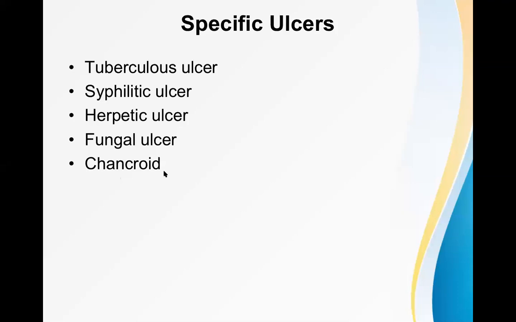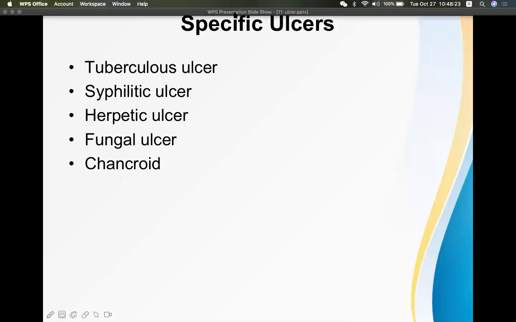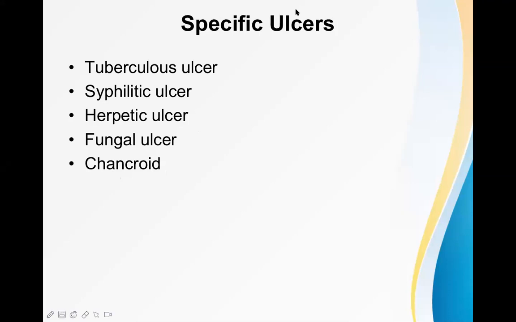And chancroid. Now, chancroid is caused by which organism? Anyone? Haemophilus. Yes, Haemophilus ducreyi. Very good. This is the causative agent, and this is a painful condition. It is a type of sexually transmitted infection which causes painful ulceration in the genital area. On top of that, it also leads to inguinal lymphadenopathy, which is also painful. Chancroid, don't forget it. These are some of the specific ulcers which are caused by different causative agents.